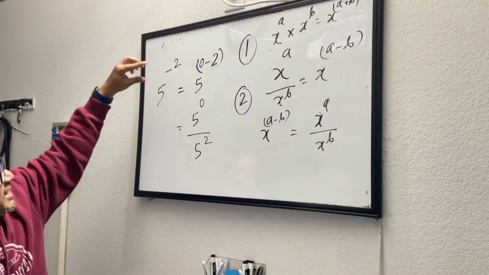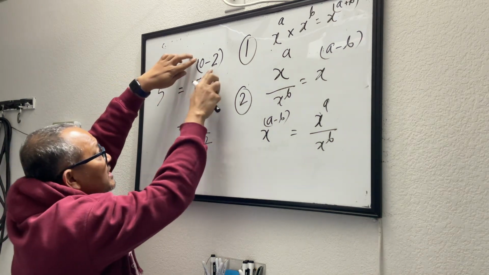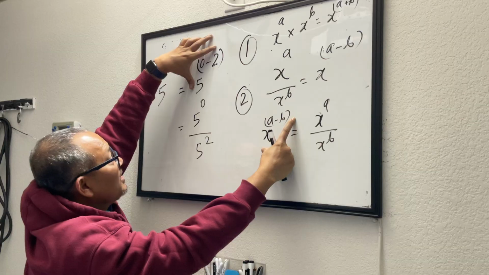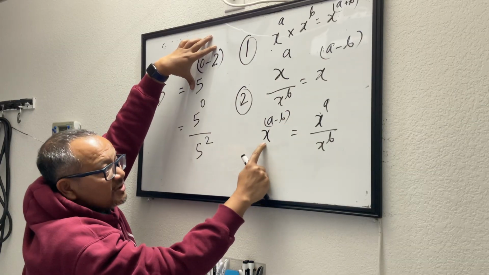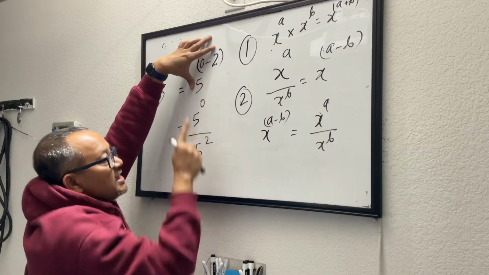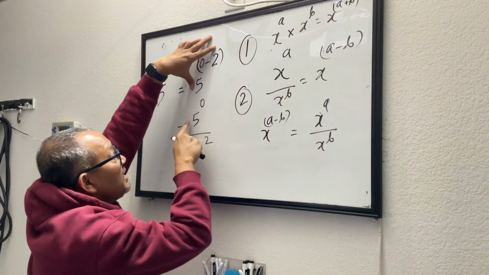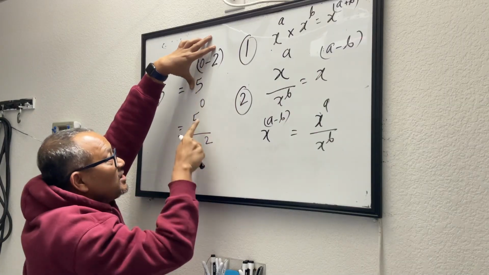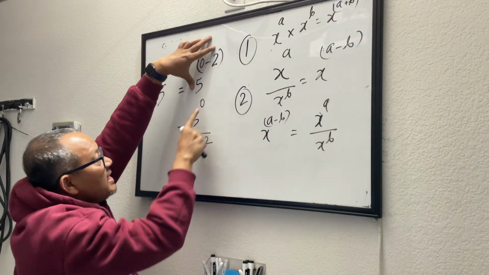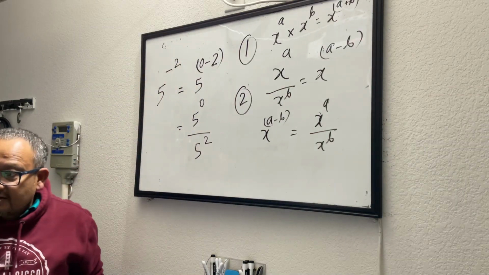So when I change this 5 to the power minus 2 as 5 to the power 0 minus 2, then I have a reason to compare it with this guy. This guy says something to the power a minus b equals something to the power a divided by something to the power b. My a is 0 here, my b is 2 here. Yeah?